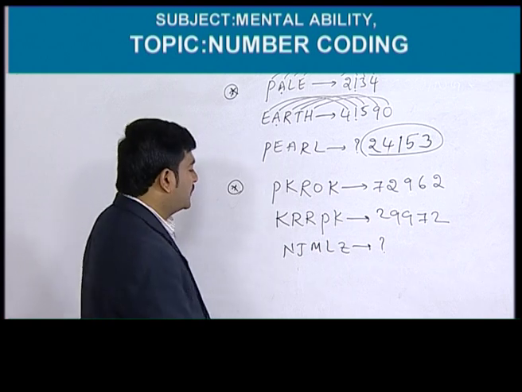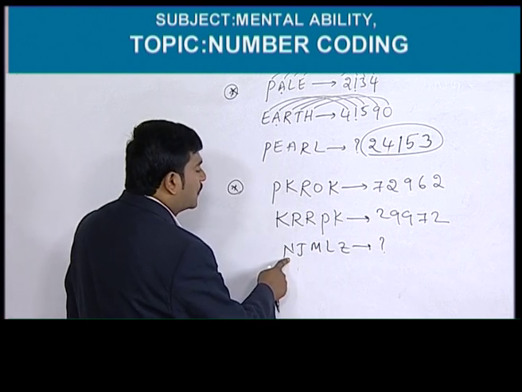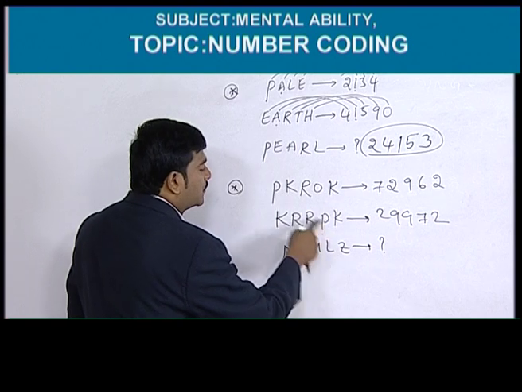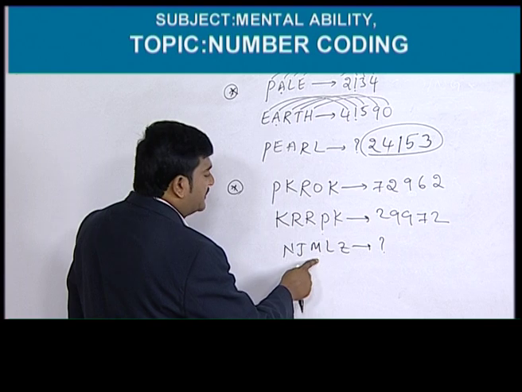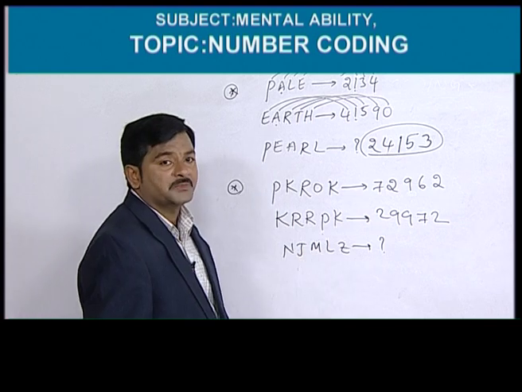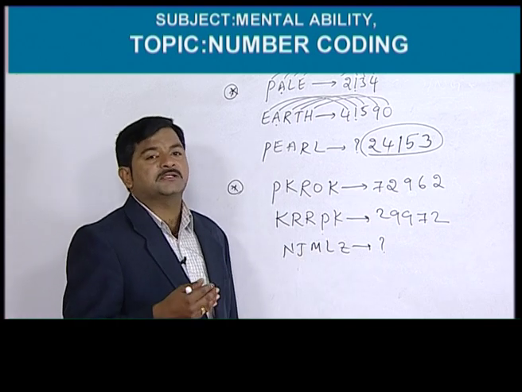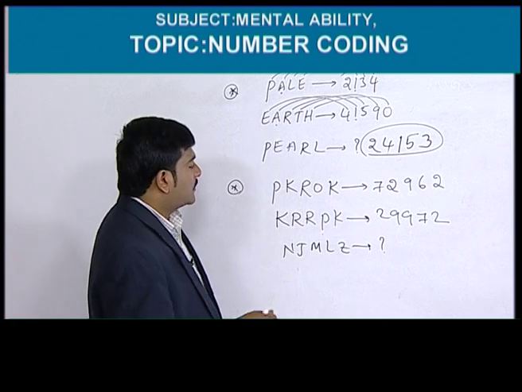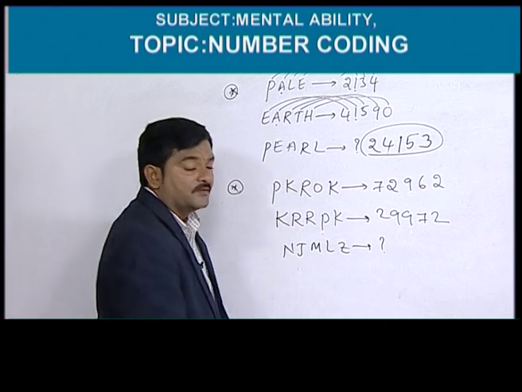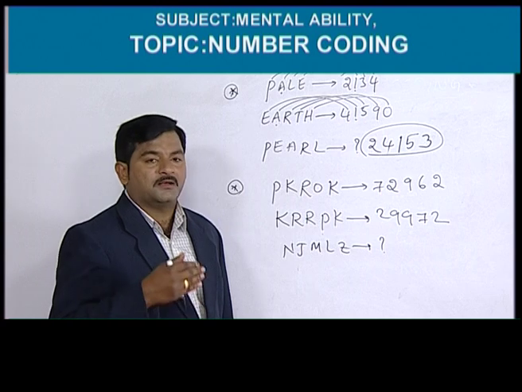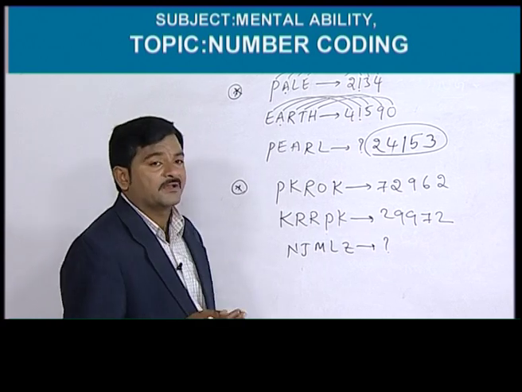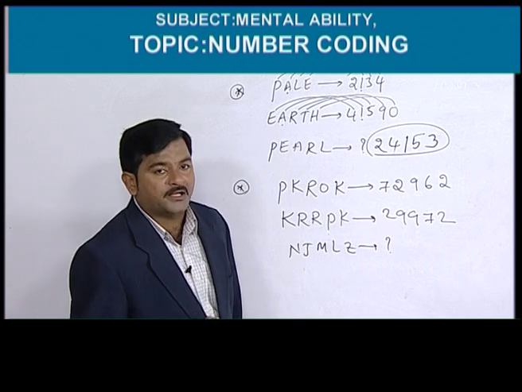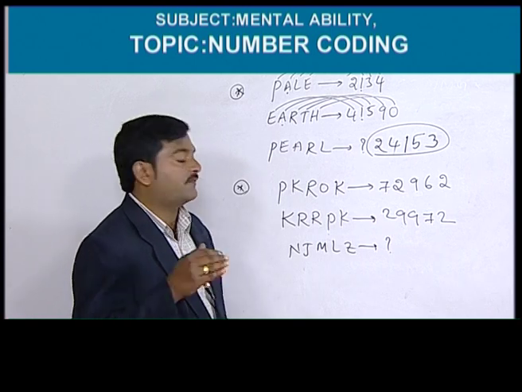Of course, there is a concept of direct coding. But is it possible to find the code for N? Is there any N in the given 2 words? No. Is there any J in the given 2 words? No. Is there any M in the given 2 words? No. So what does it mean? For the given word, letters' numbering is not available. So now what we will do? We will think in a different way. Direct coding concept is failed. Now we have to think in a different way.